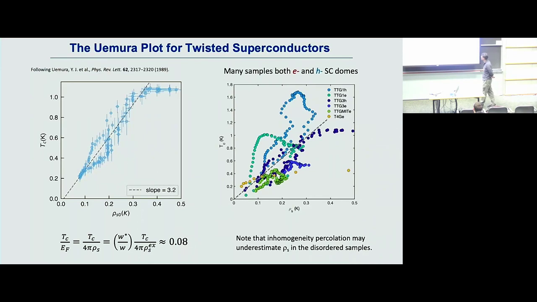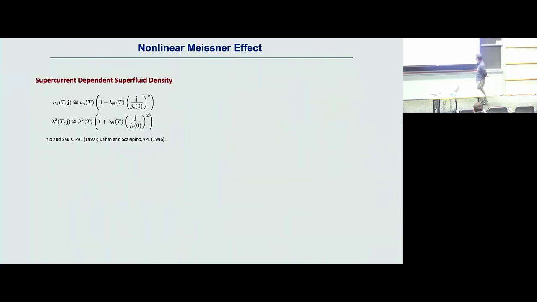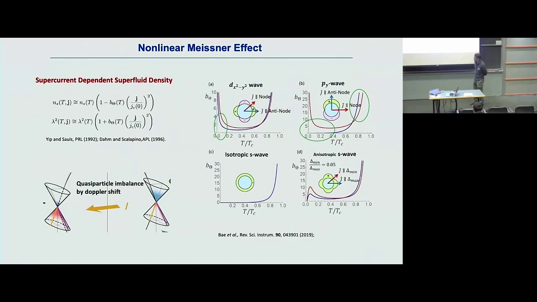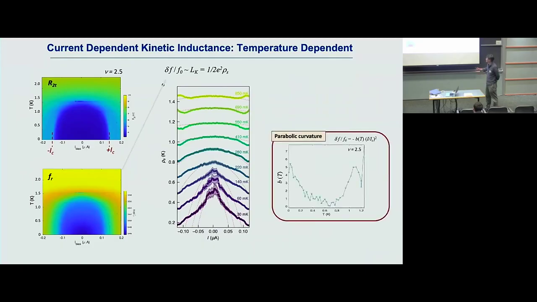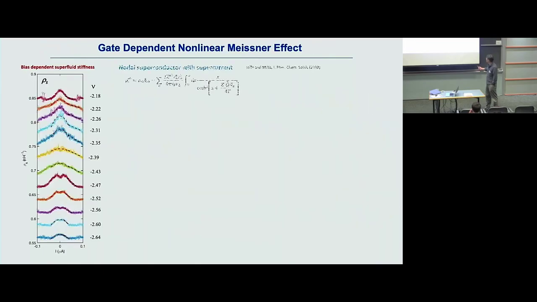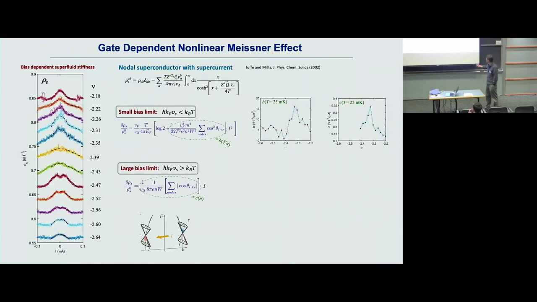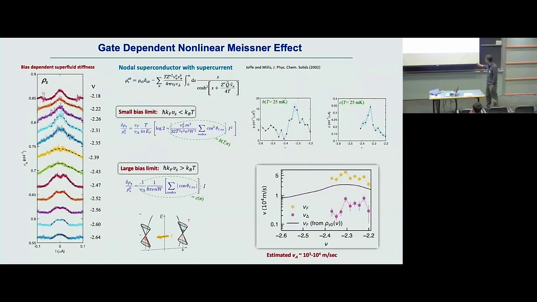All right, Andrea is up, which means I don't have the time to go through the other part. But you can repeat this in the presence of current, the so-called nonlinear Meissner effect measurement, which is another way that you can extract these nodalities. An important part is that using this nonlinear measurement, you can extract information about both VF and V delta separately, which again gives reasonable ranges, as you can see there.